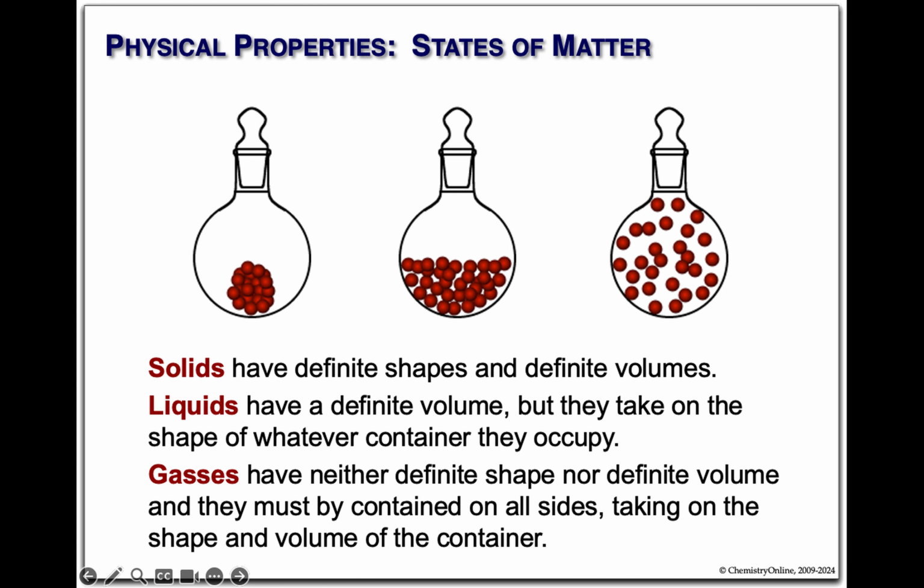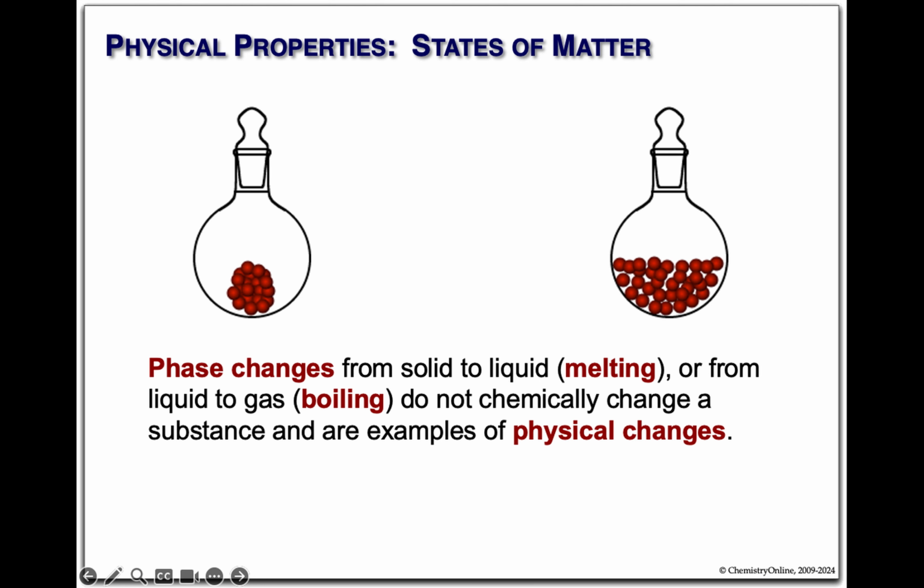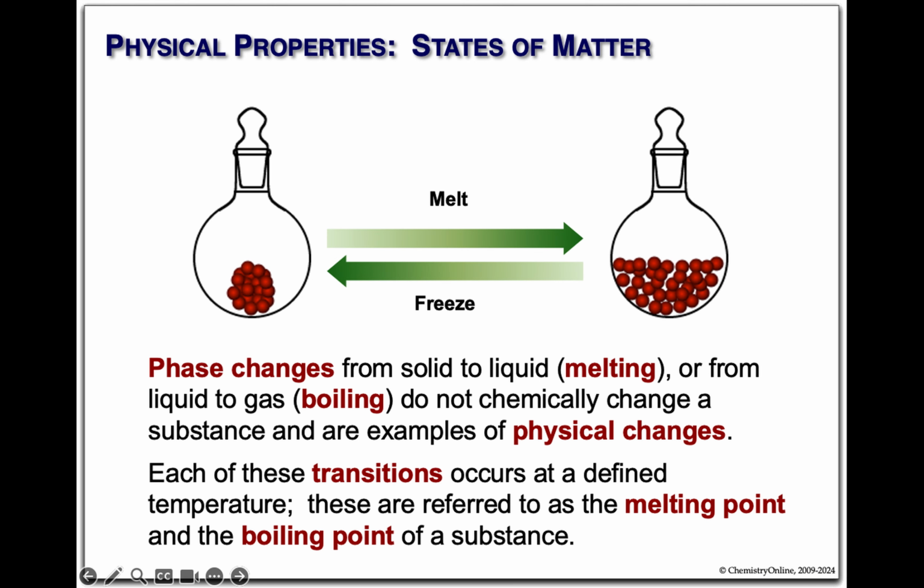The transition from a solid to a liquid occurs when you put energy into a solid. It melts at what's called the melting point to give a liquid. At the same temperature, you can go backwards, freeze it, and remake your solid.